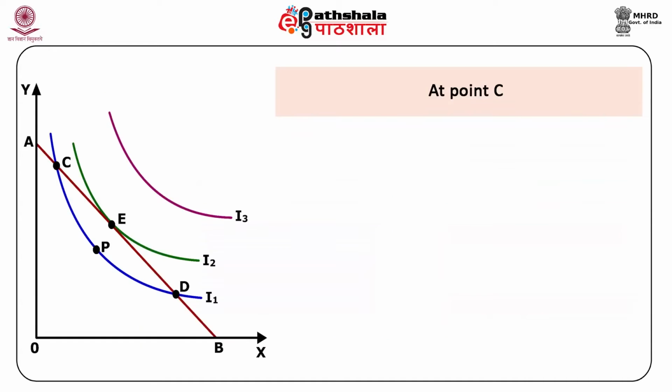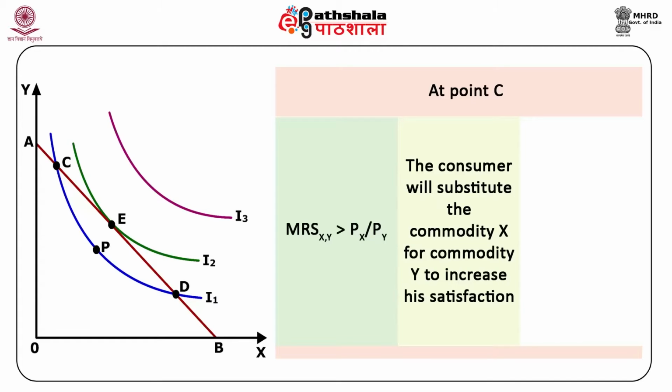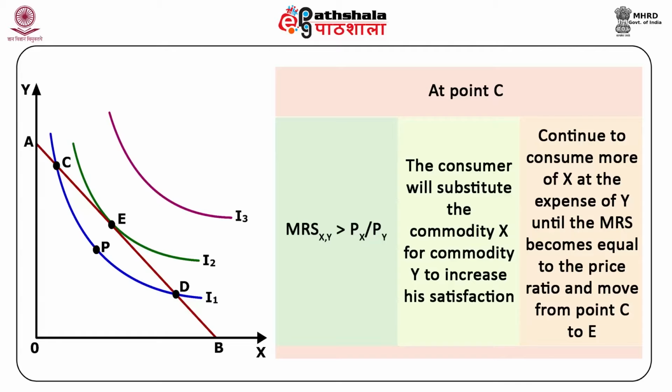For example, at point C, we have MRSXY greater than PX upon PY, and the consumer will substitute the commodity X for commodity Y to increase his satisfaction. He will continue to consume more of X at the expense of Y until the MRS becomes equal to the price ratio and move from point C to E.